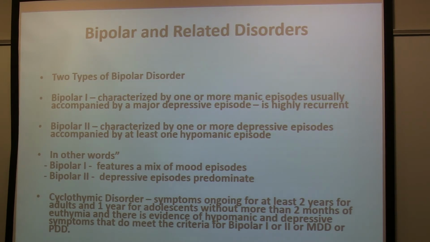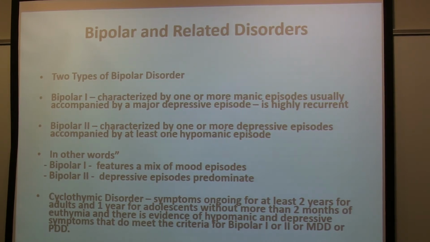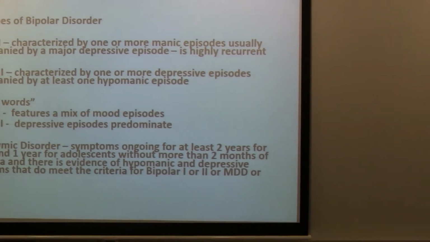There are 2 types of bipolar disorder. There's bipolar I and bipolar II. Bipolar 1 is characterized by one or more manic episodes, usually accompanied by a major depressive episode, and it's highly recurrent. Bipolar 2 is characterized by one or more depressive episodes, accompanied by at least one hypomanic episode. A hypomanic episode, there are some differences.